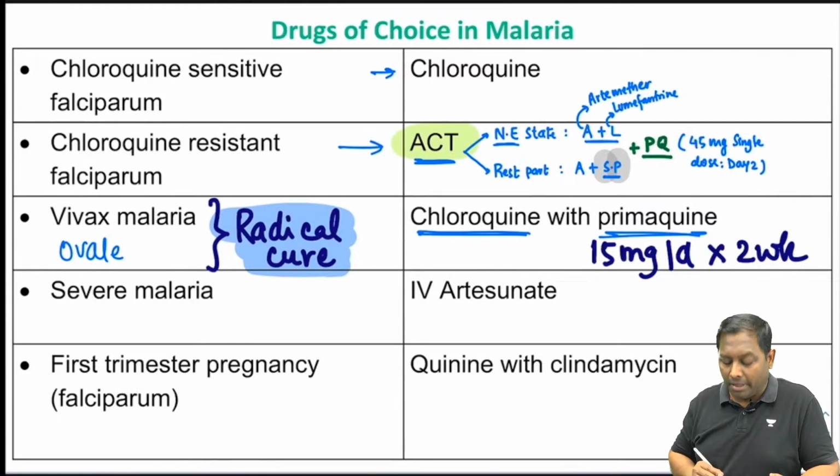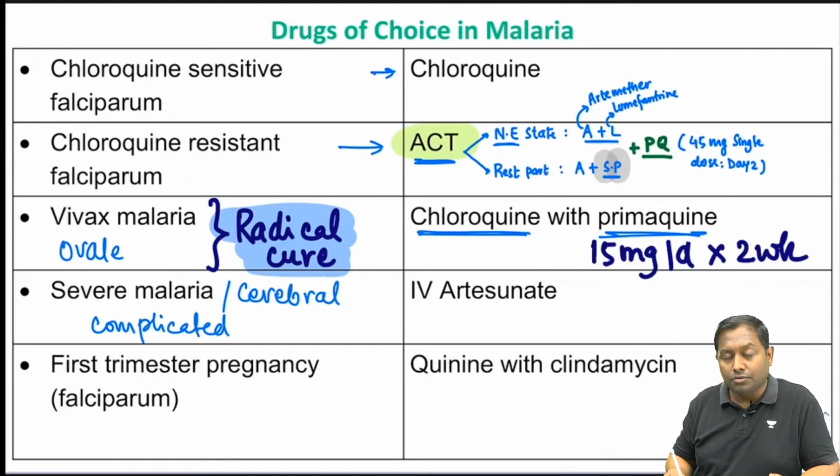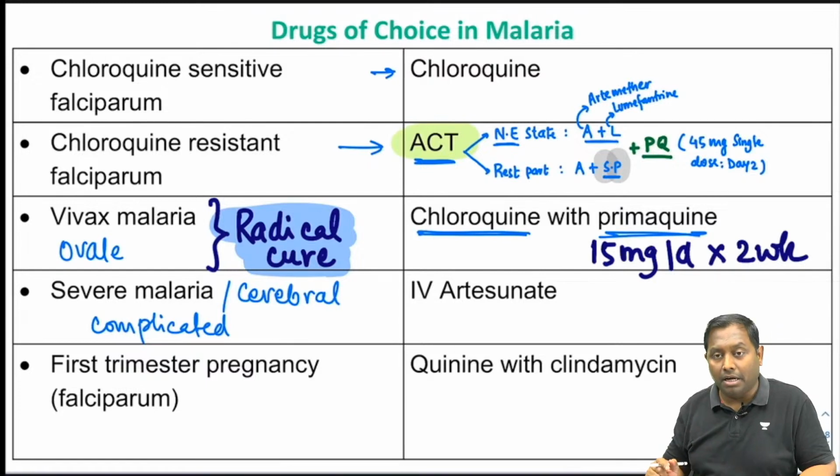Severe malaria, another term that can be used is cerebral malaria, the other term they will be using is complicated malaria. For all of them we will be using IV artesunate. IV artesunate will be utilized, right? So one question that is being repeatedly asked, a patient from Assam, this question comes again and again, patient from Assam, patient from a northeast state.